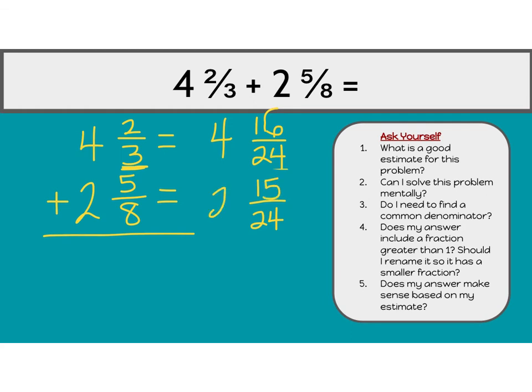And I'm going to bring over that whole number. And I'm just going to extend my line. And now we have the same denominator. 24 here, 24 here. Now I'm able to take my 16 plus my 15, which gives me 31 over 24. So I've added the fraction portion of the problem, and then I'm going to move over to the whole numbers. So now I'm going to take 4, and I'm going to add 2, and I get 6.